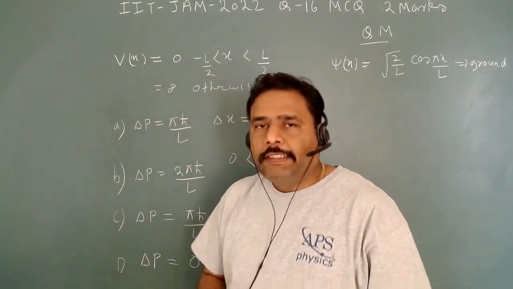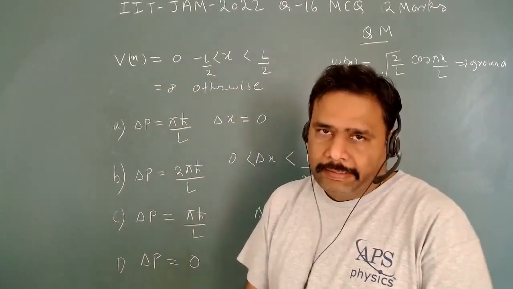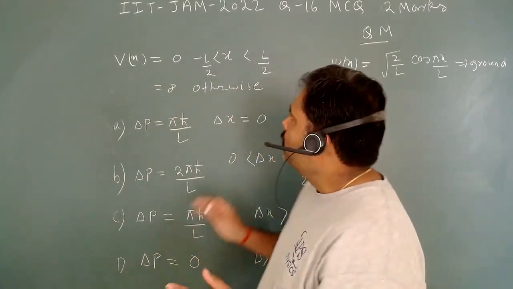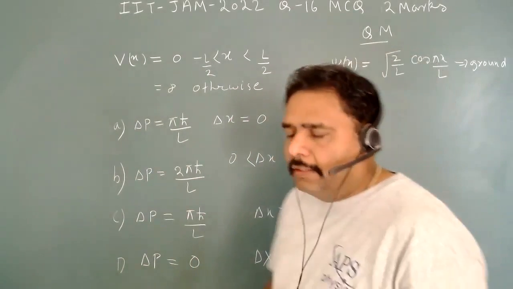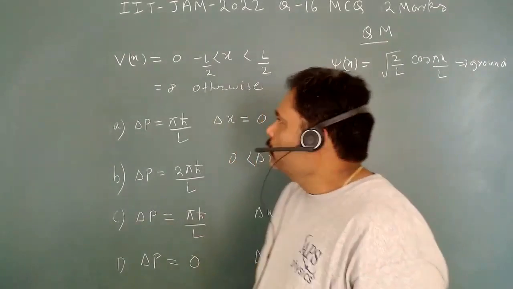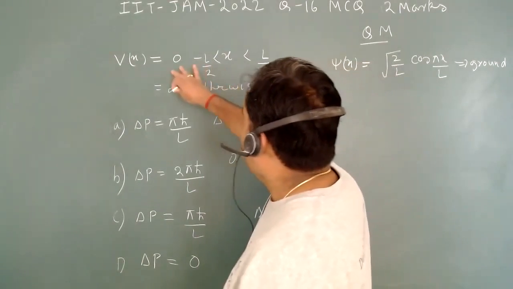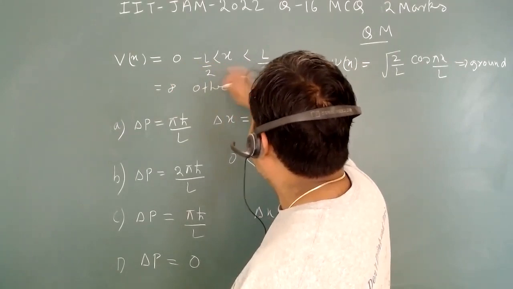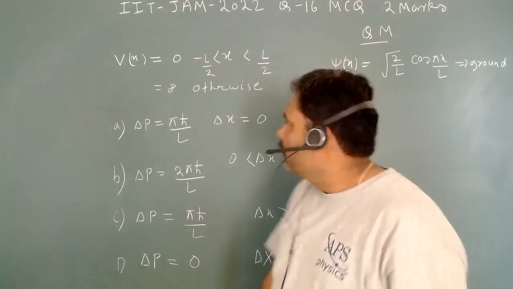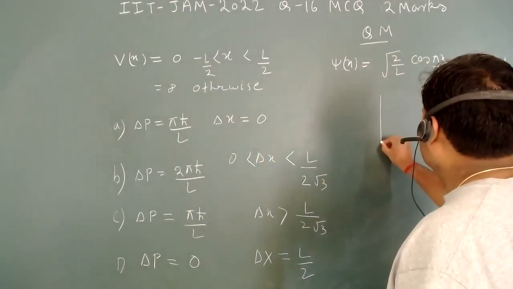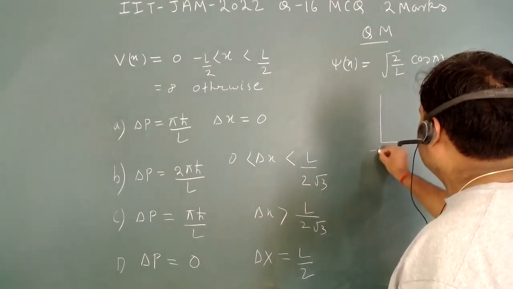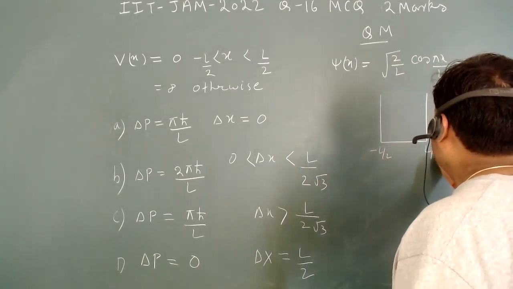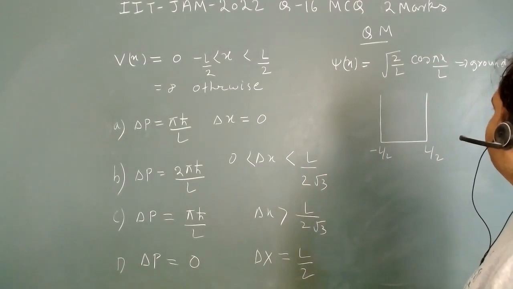Hello students, so let's try to solve one more problem from IIT JAM 2022. This problem is from quantum mechanics, a one-dimensional infinite box. It is given that the particle is confined between minus L by 2 to plus L by 2, and this is an infinite box. So I can assume this is my infinite box between minus L by 2 to plus L by 2.